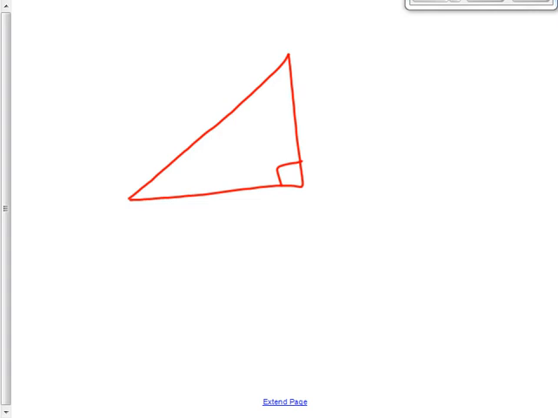Great, so now we're moving into section 1.8. We're going to take a look at right triangles. So here's a right triangle. You can draw the right triangle any way that you want to. Let's say you wanted it to be this way. That's fine. It doesn't matter to me.